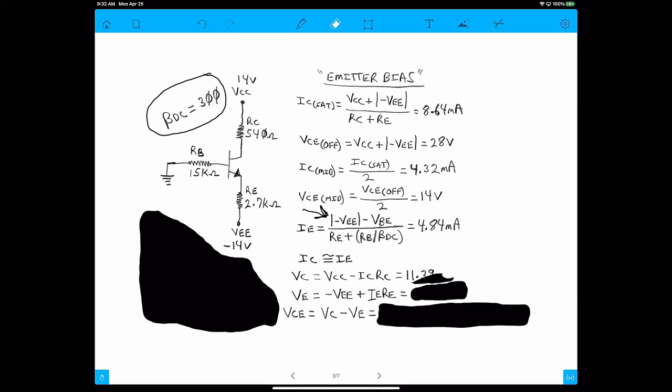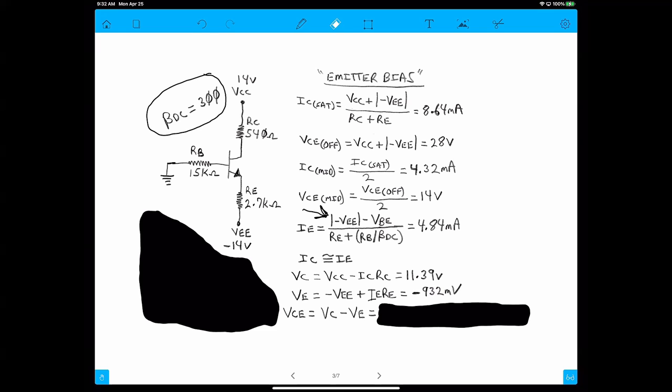If we put that into our calculator, I think most everyone had around 11.39 volts for VC. Then we have our VE. Our VE, remember, is a negative 14 volts. It's a negative 14 plus our IE times RE. And if we put that into our calculator, we're going to come up with a negative value of 932 millivolts.